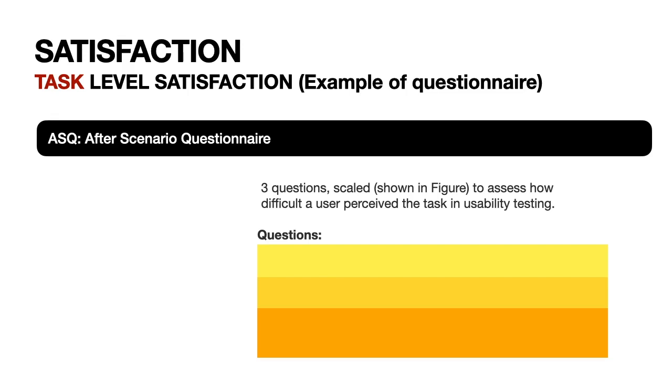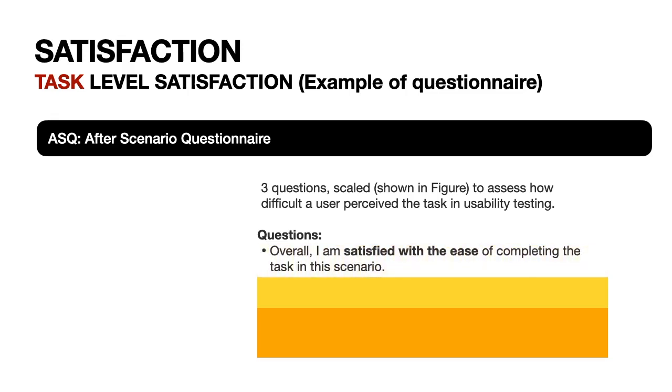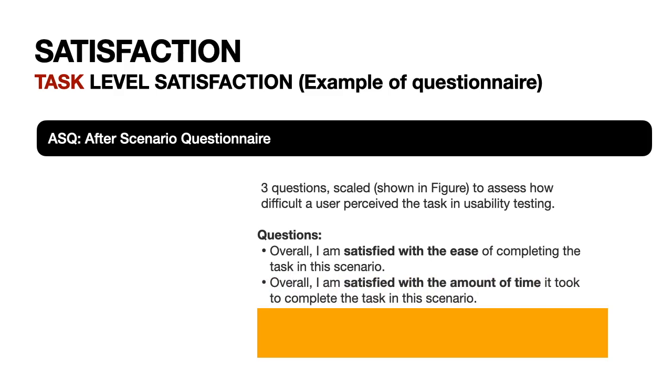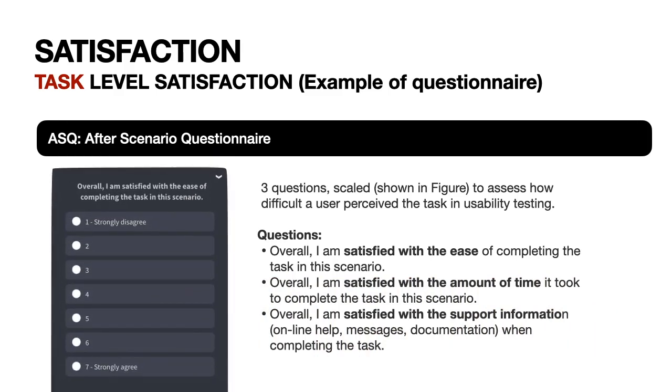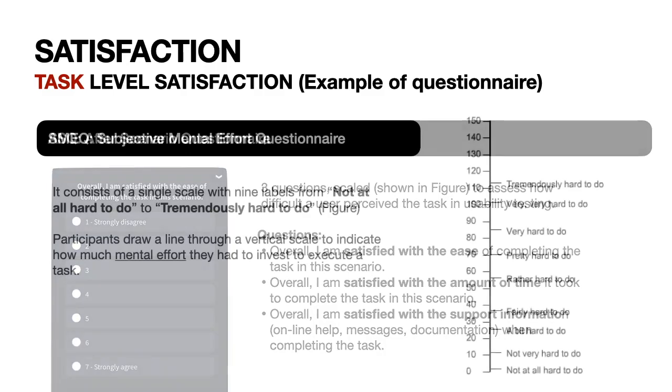The first expression is related to the ease of completing the task given. The second expression is related to the satisfaction of the time taken to complete the task. And the third expression is related to the support information available. Responses to this expression can be attained or collected by using the Likert scale as shown.